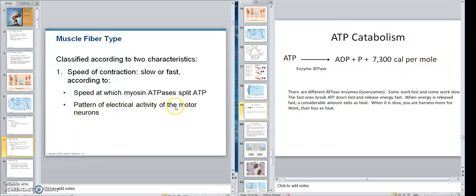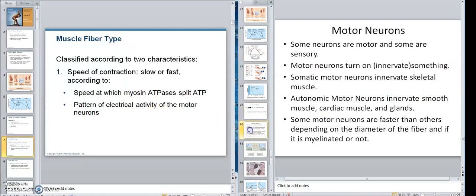Pattern of electrical activity of the motor neurons. Okay, now let's talk about that. Motor neurons, let's see what that is. You haven't done nerve yet. You've done some when you should have been looking at electrophysiology, but some neurons are motor and some are sensory. Motor neurons turn on, called innervate, something. Somatic motor neurons innervate skeletal muscle, turn it on. Autonomic motor neurons innervate smooth muscle, cardiac muscle, and glands, to be looked at later.